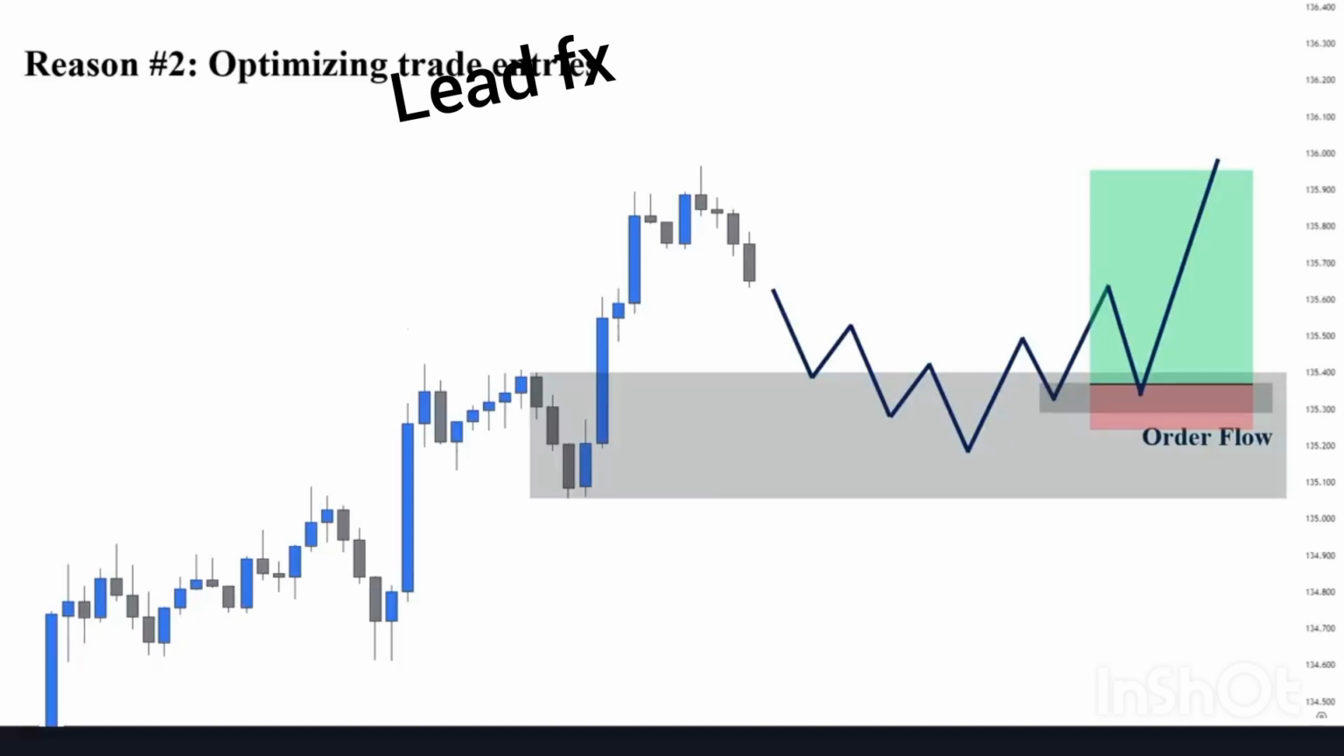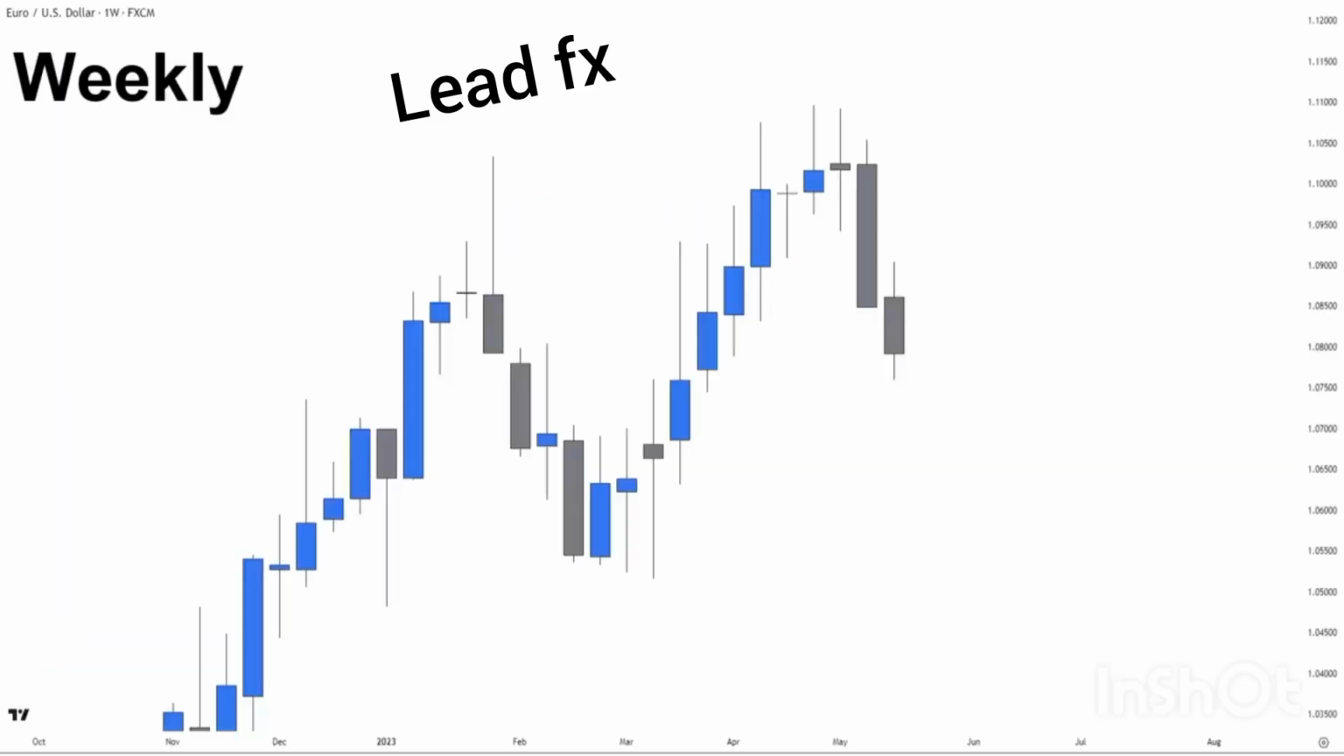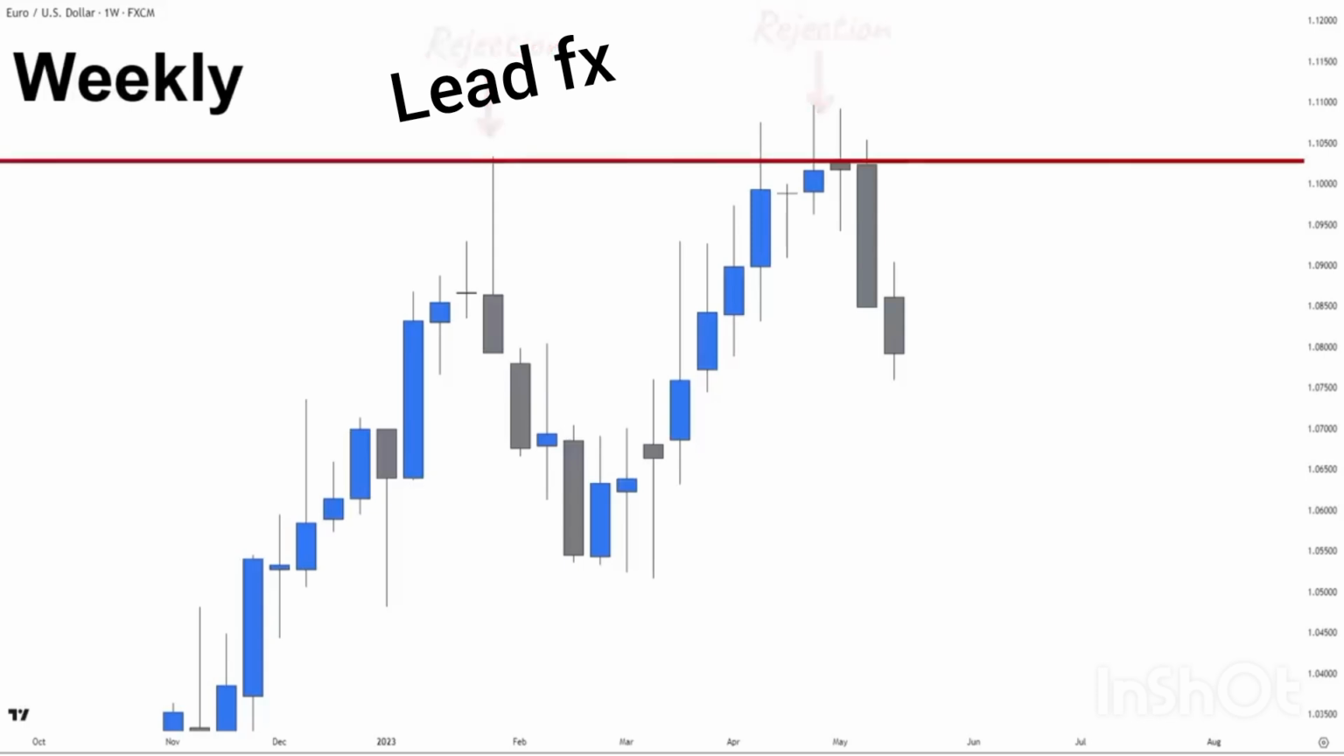Now that we have discussed the importance of a multi-time frame analysis, let me show you the most recent levels near the current price. For example, this level is our historical top, which has recently rejected the price twice.